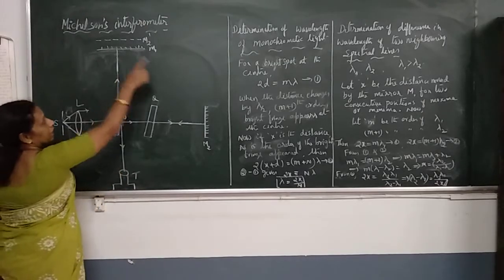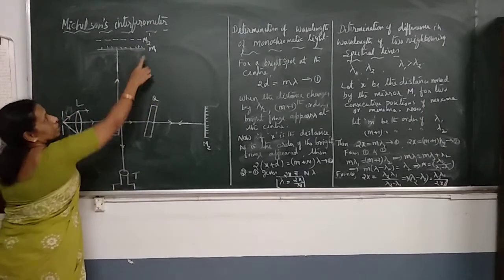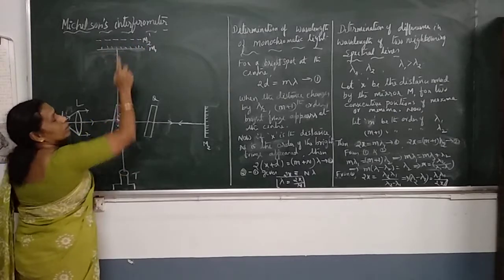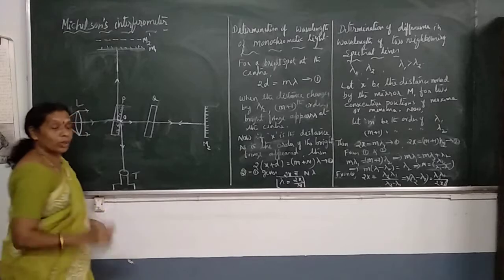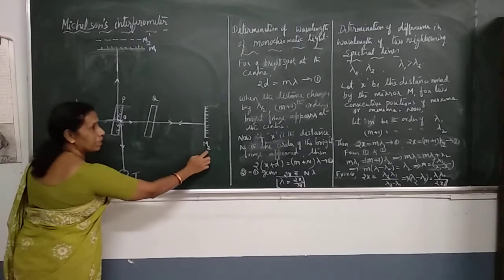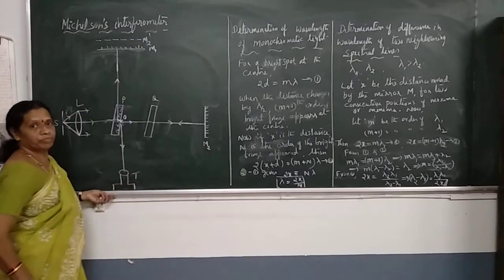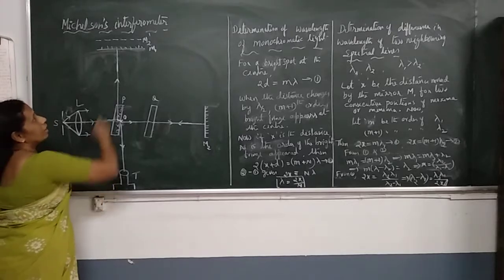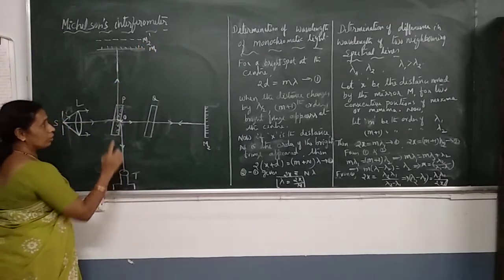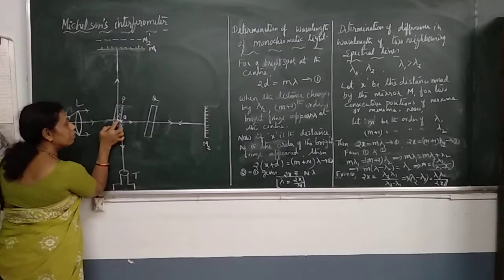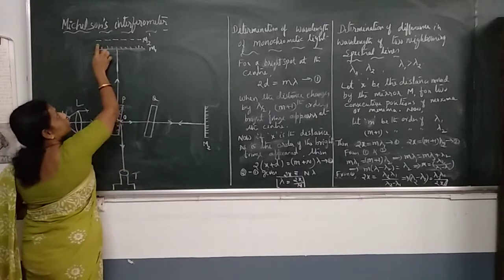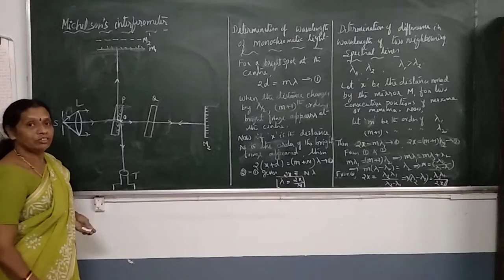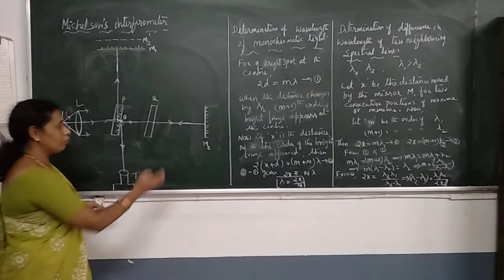See here in the diagram, you can see M2 dash, represented by the dotted line. M2 dash is nothing but the image of M2. The virtual image of the mirror M2 is M2 dash. Here M2 dash is produced due to reflection of this ray from the back surface of the plate P. That reflected ray gives the virtual image M2 dash, the image of M2.